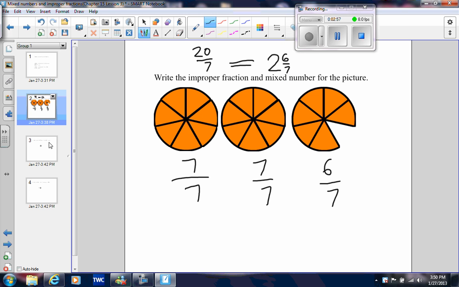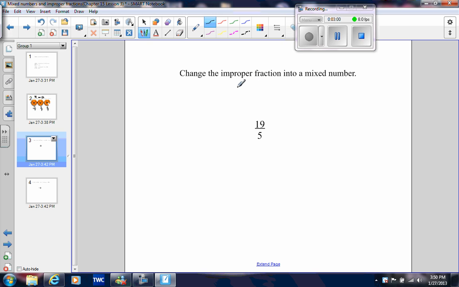All right. Now, without the picture to start off with, change this improper fraction into a mixed number. Okay. This is a division problem. We have a fraction, any fraction, 19 divided by 5, numerator divided by denominator. Every fraction can be written like this. I have not changed anything. These are just the same. This is 19 fifths, and this is 19 fifths. This is 19 divided by 5, and this is 19 divided by 5.